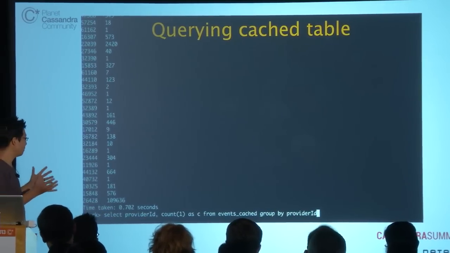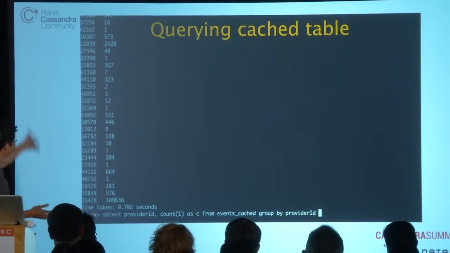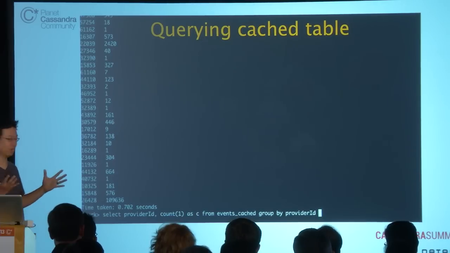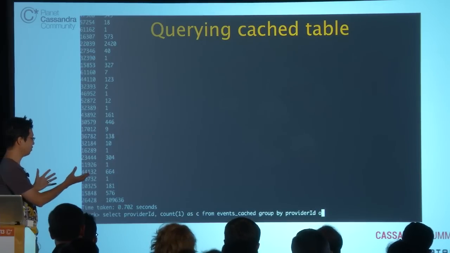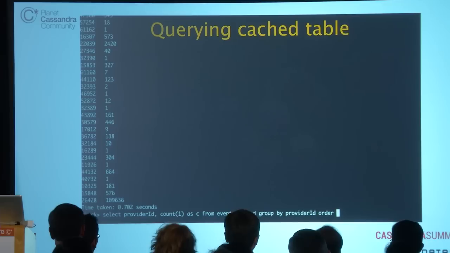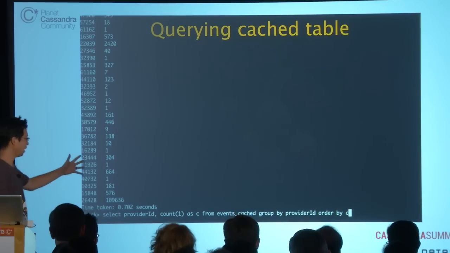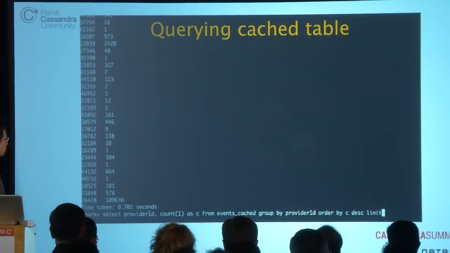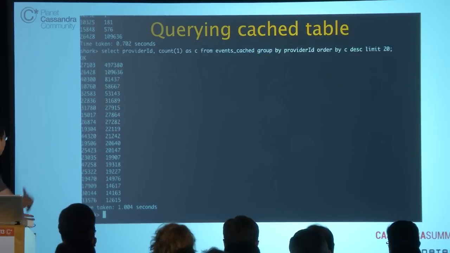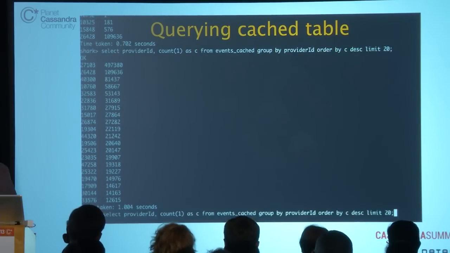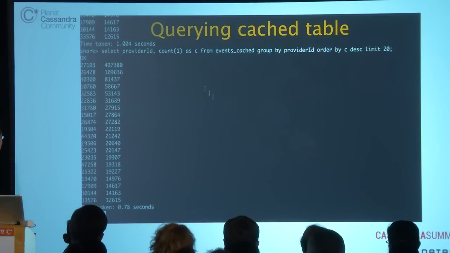But let's say that I want to do top K, because I don't know who are the most interesting ones. So then I can just add an order by clause. I'm going to do order by count, descending, limit 20. And again, this takes just a second. Right, so these are my top providers.